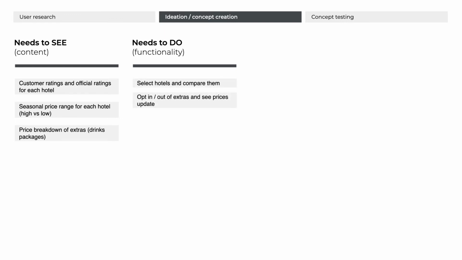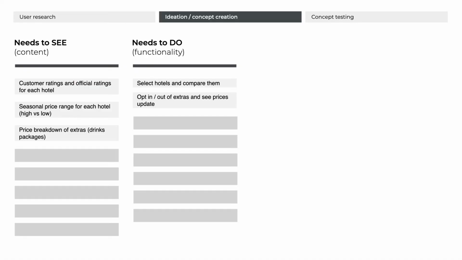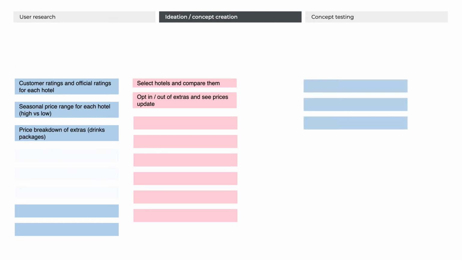What I want to be able to do, select hotels and compare them against each other would be an example. Opt in and opt out of certain packages and see the prices update. So again, you can just list them out, fill out the lists, colour code them, and then you can almost start grouping content together that seems to fit together.